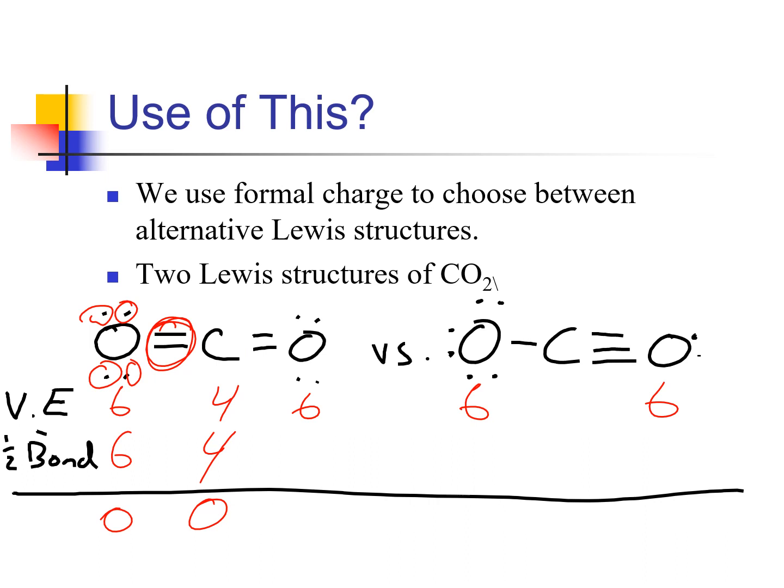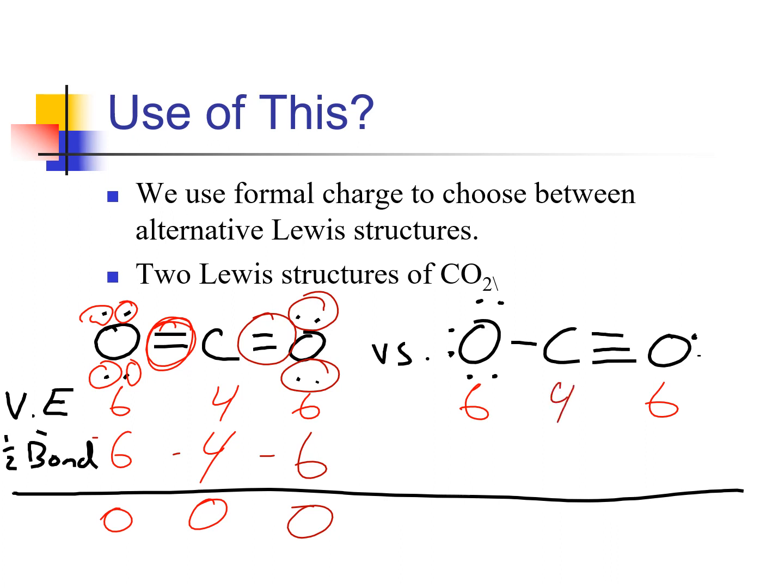And then this oxygen on the right. So 1, 2, 3, 4, 5, 6. And we're always subtracting, gives us a formal charge of 0. That's looking pretty good. Now again, carbon has 4 valence electrons.